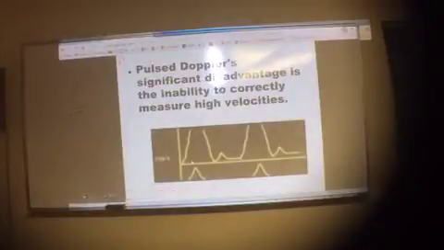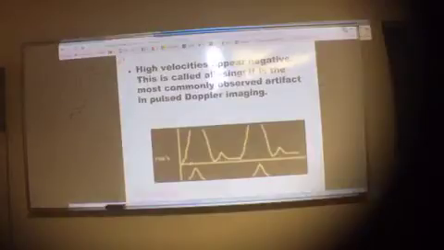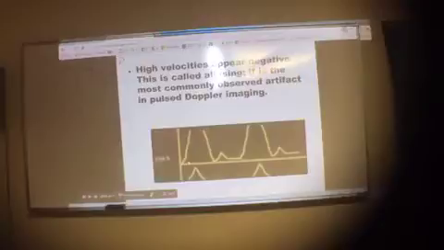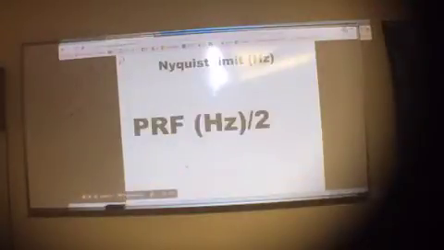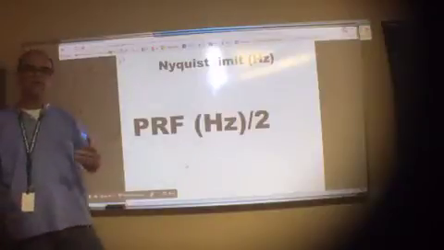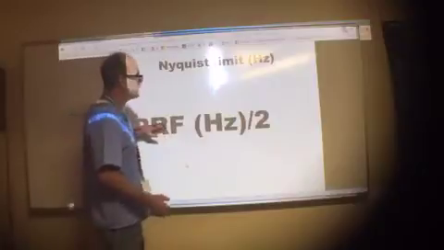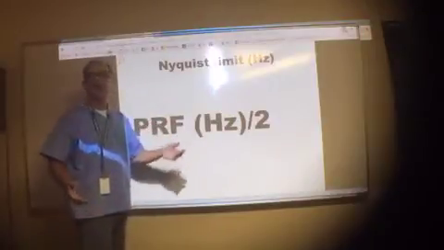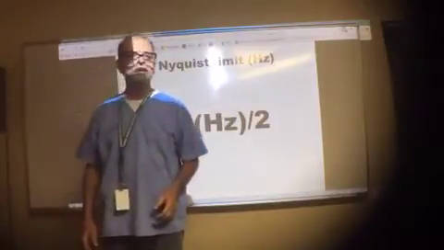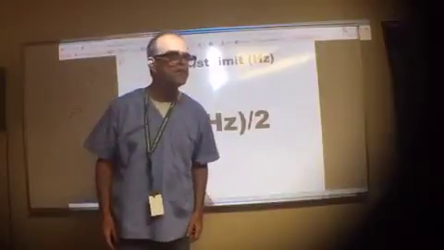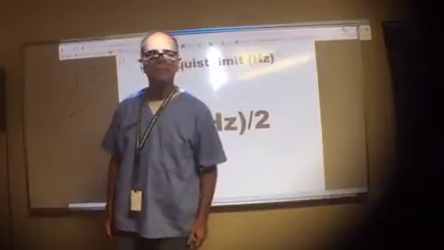The velocity appears negative when it's a high velocity. This is called aliasing. It's the most commonly observed artifact in pulsed Doppler. And this is the Nyquist limit. When you reach the Nyquist limit, you have aliasing. The Nyquist limit is equal to the pulse repetition frequency divided by 2.